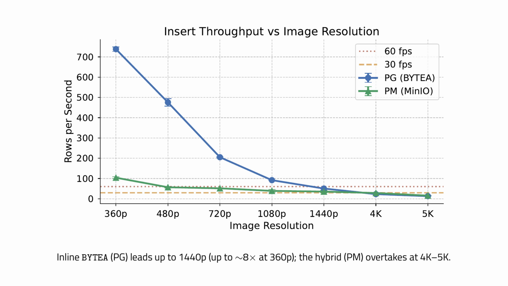The key moment is where the blue and green lines cross, right around 1440p to 4K. Below that crossover, inline is the clear winner, up to about 8 times faster at 360p. Above it, the hybrid quietly takes the lead. The lesson is that a steep line always eventually falls below a flat one.